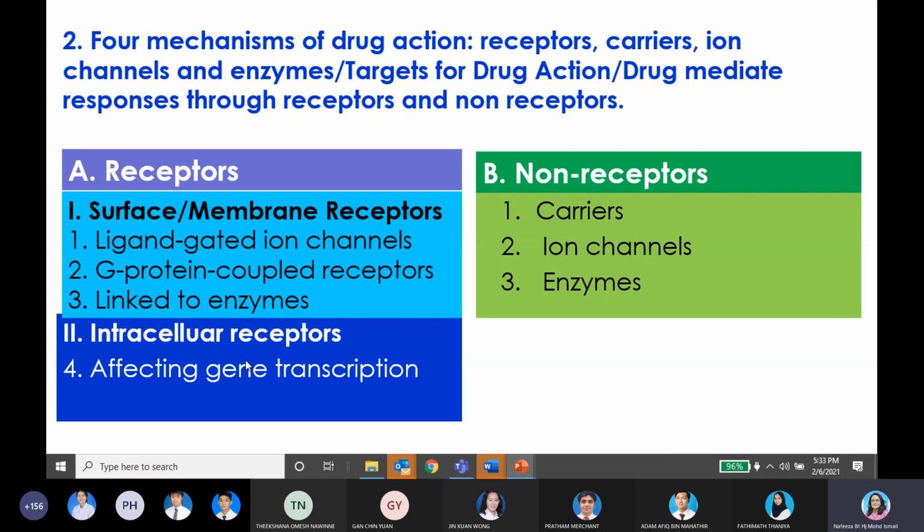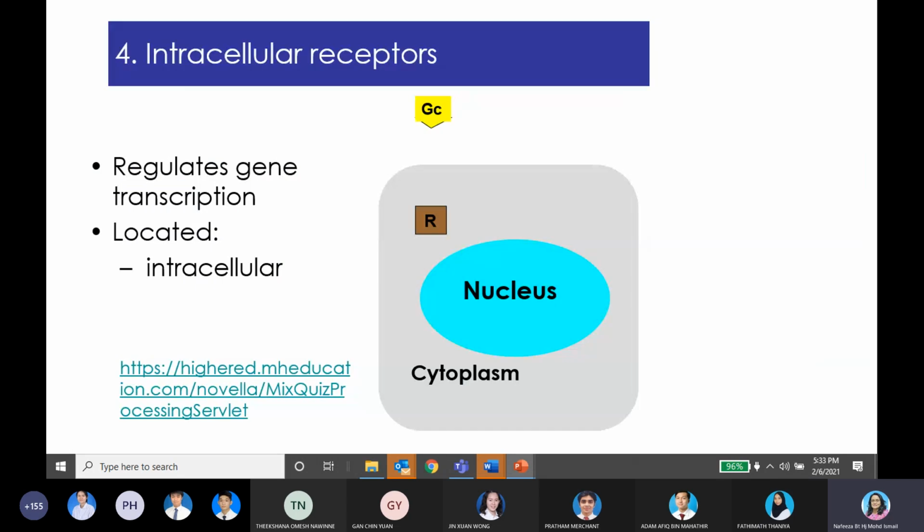Intracellular receptors affect gene transcription as well, just like the ones that are linked to enzymes, but instead of in the membrane, they're in the cell. So what do you think the property of the drugs would be if the receptors are in the cell? I asked this question yesterday and you got it right. Can you still remember? It should be lipophilic. Exactly, very good. It has to be lipophilic, lipid soluble, right?